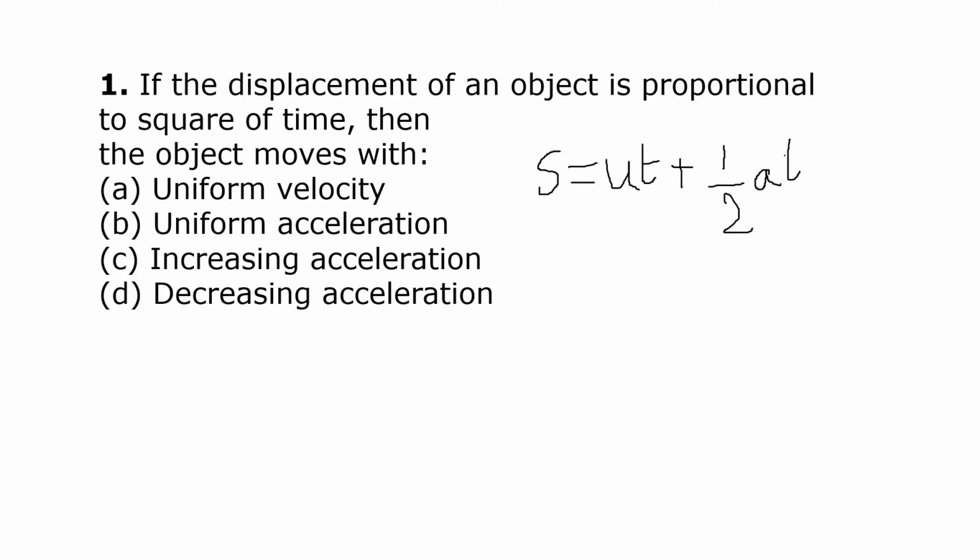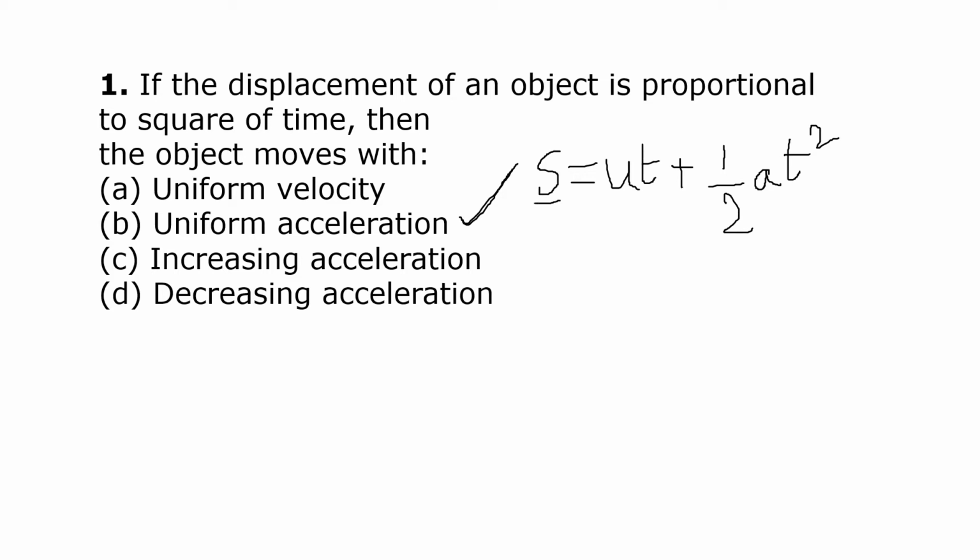We have seen already these three formulas: V is equal to U plus AT, S is equal to UT plus half AT square, V square minus U square is equal to 2AS. These three formulas we will use whenever there is a uniform acceleration. So we can select this option B.